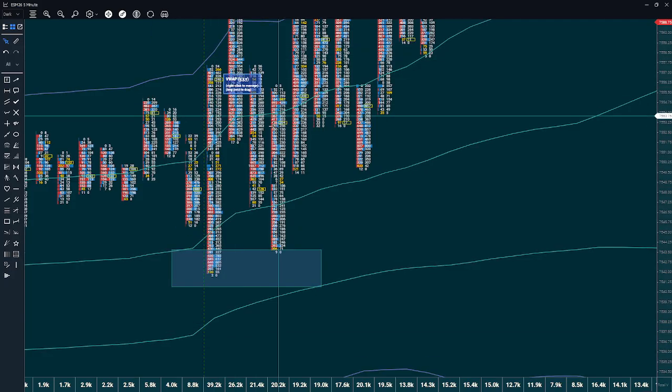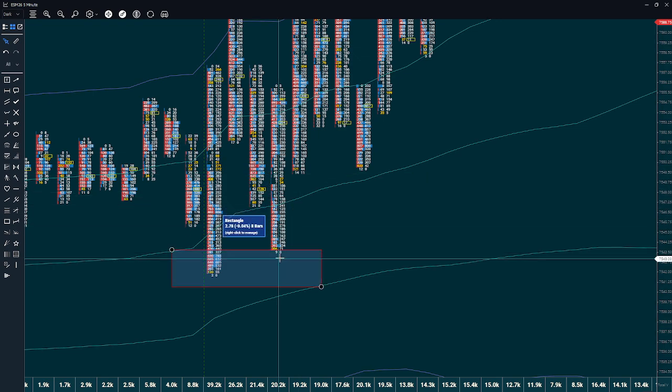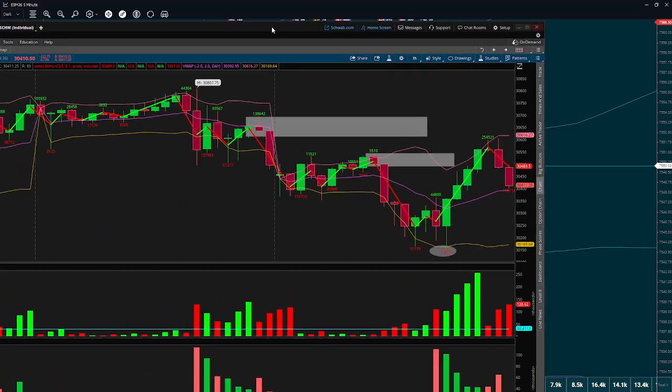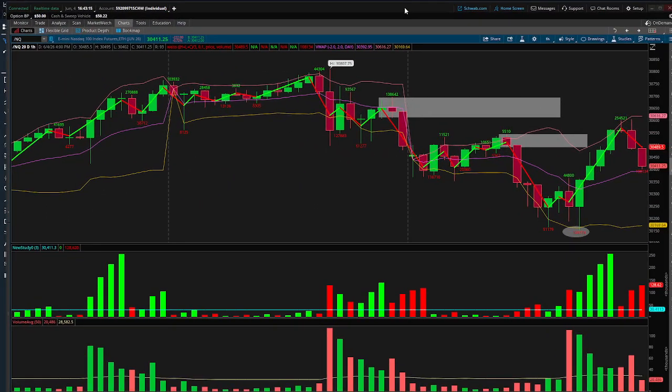Obviously, there was reaction here. Price came back down, and then the confirmation was on this delta bar of a positive delta. But that's just one signal. I used the Nasdaq as a kind of directional criteria.